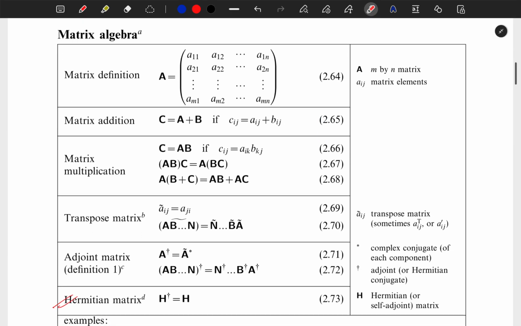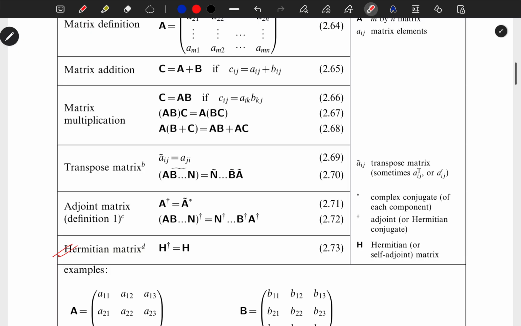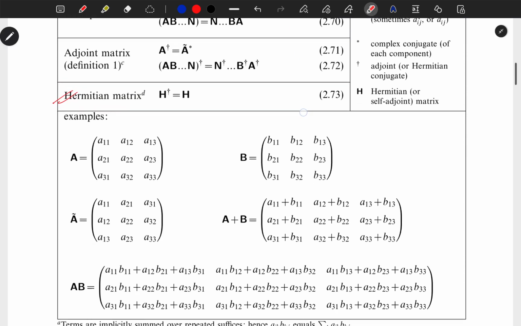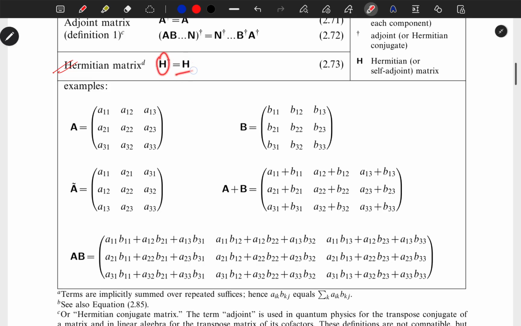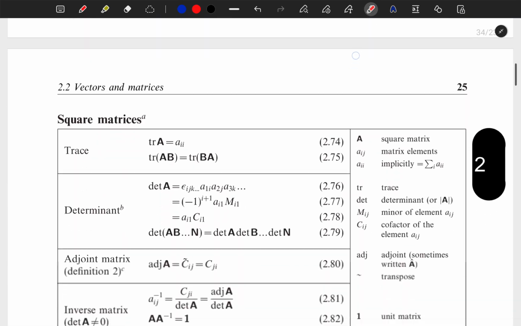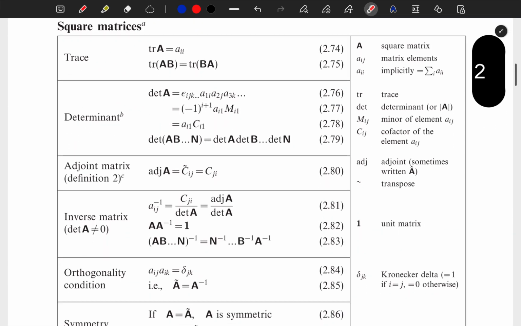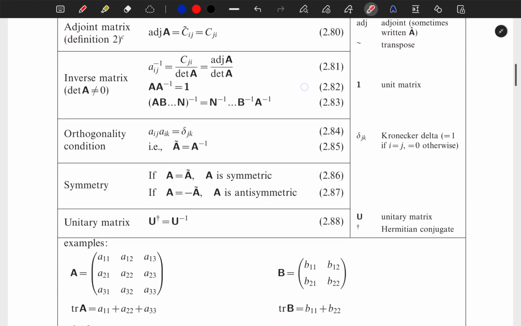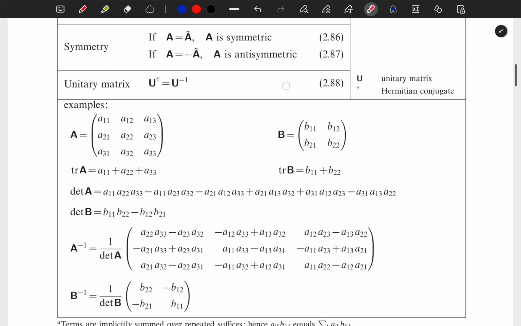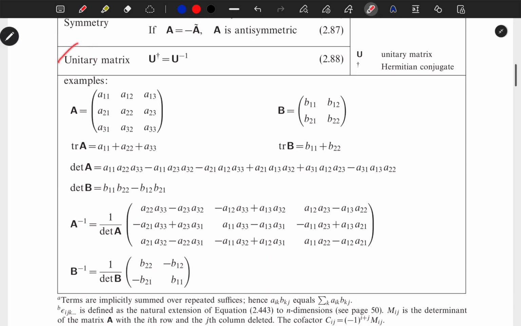Matrix algebra: we have transpose, that is easy. Transpose of elements will shuffle, j to i and i to j, it will be the same. Hermitian matrix, that is important. So H equal to H dagger indicates the adjoint, that indicates transpose of conjugate. Now unitary matrix, all these are basic things.